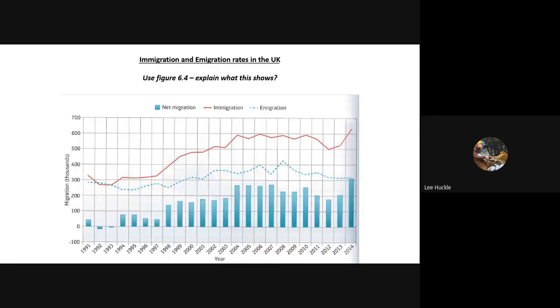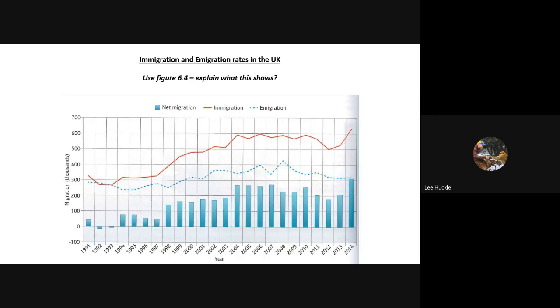Now, then I want you to delve into this in more detail because immigration and emigration rates in the UK are a factor that does impact on the UK population. Now, what you'd have looked at here is three pieces of data. The red line shows immigration, people moving into the UK from 1991 up to 2014. Emigration is people leaving the United Kingdom from 1991 to 2014. And then the net migration, that's the difference between the two.